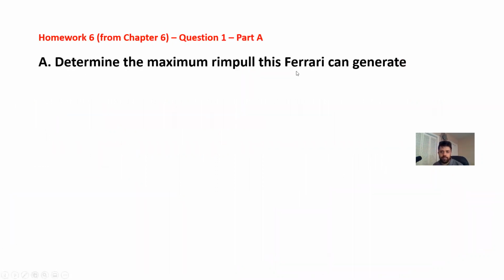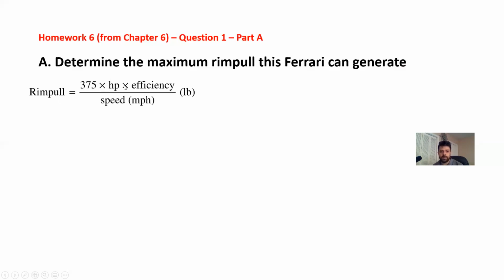Determine the maximum rim pull. We have one equation for the rim pull that has the horsepower, the RPM, and the engine efficiency at maximum speed. So we also need the speed. So this is the equation we use to find the rim pull.